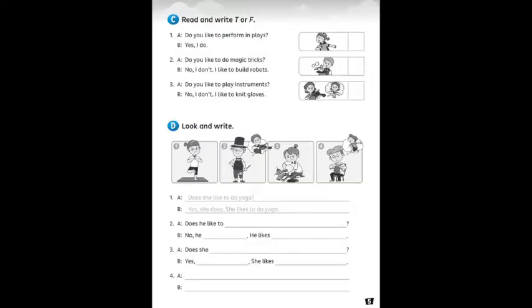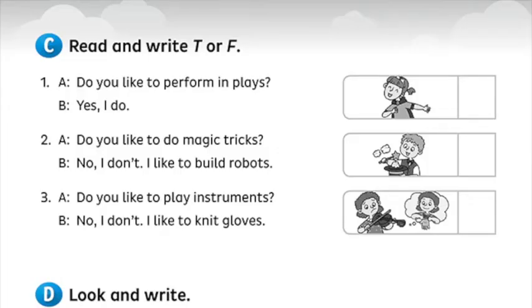Very good. Let's go ahead and move on to the next page. The next page is number 5. Page number 5. It should look a little like this, and let's go ahead and continue with letter C.